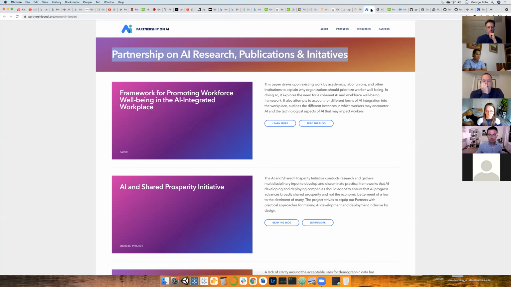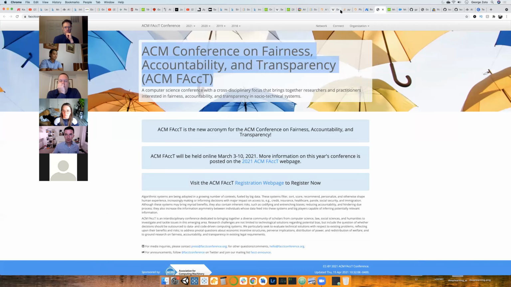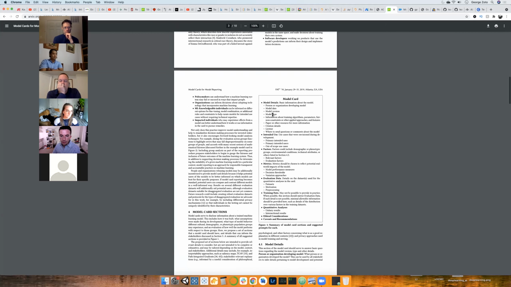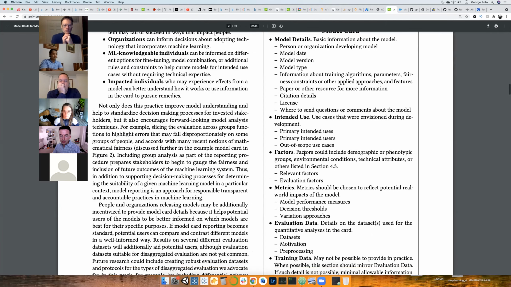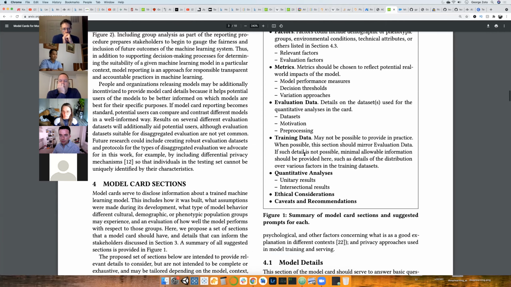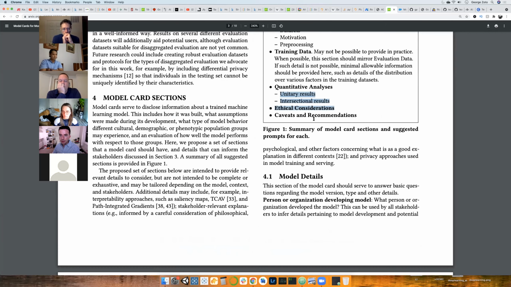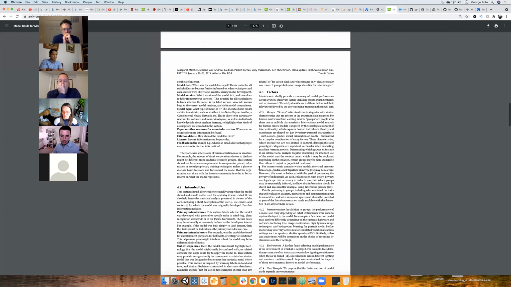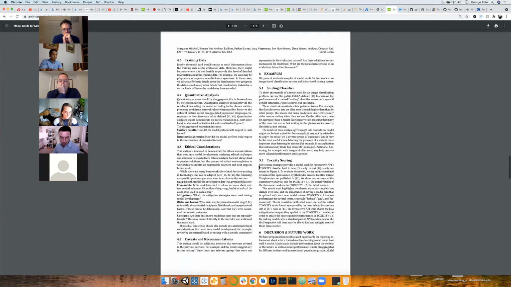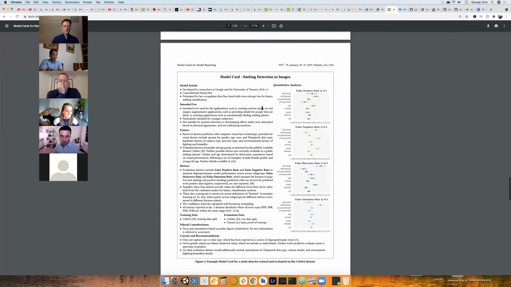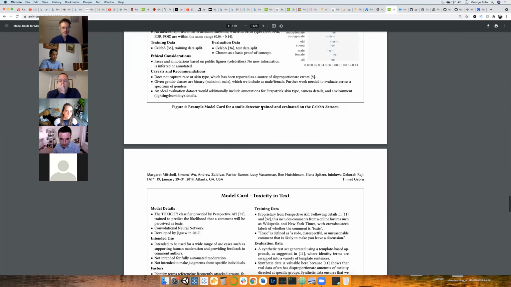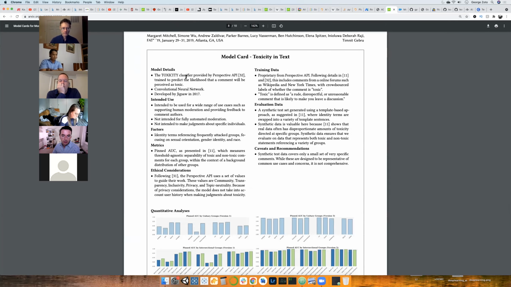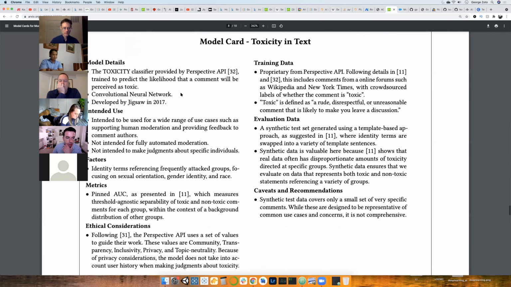Playing with AI fairness, the new conference. I want to look at maybe some more examples of model cards. So yeah, the model details, the intended use, the factors, metrics, evaluation data, training data, quantitative analysis, ethical considerations, and what you should keep in mind. This paper goes into great detail, including the recommendations. And in the end, I have the one on smiling detection in images. We saw that. And the other one on toxicity in text. So you see another example here of the details.